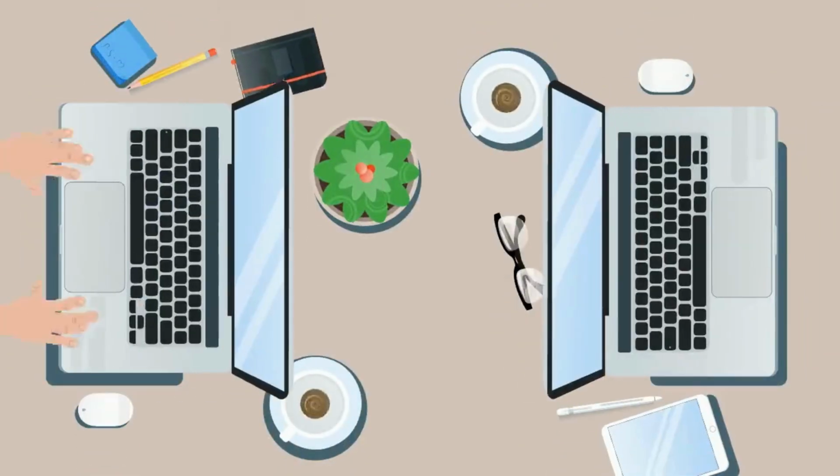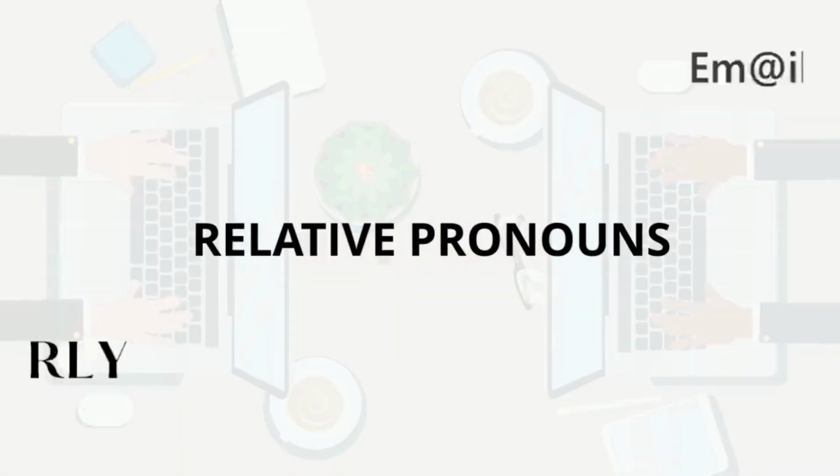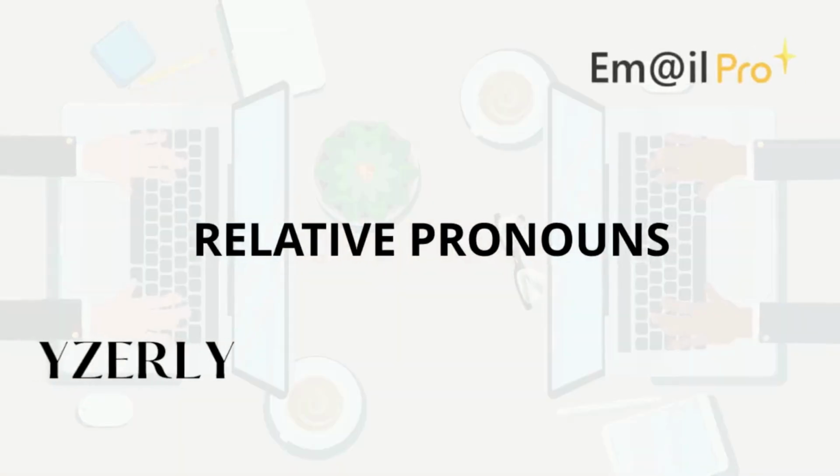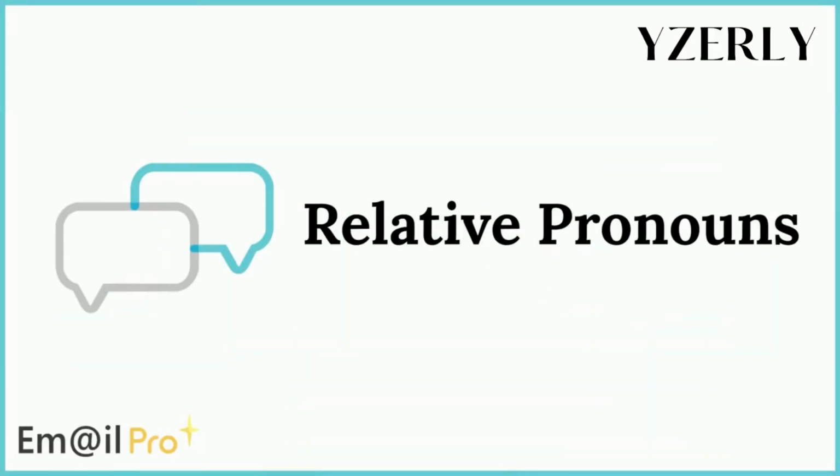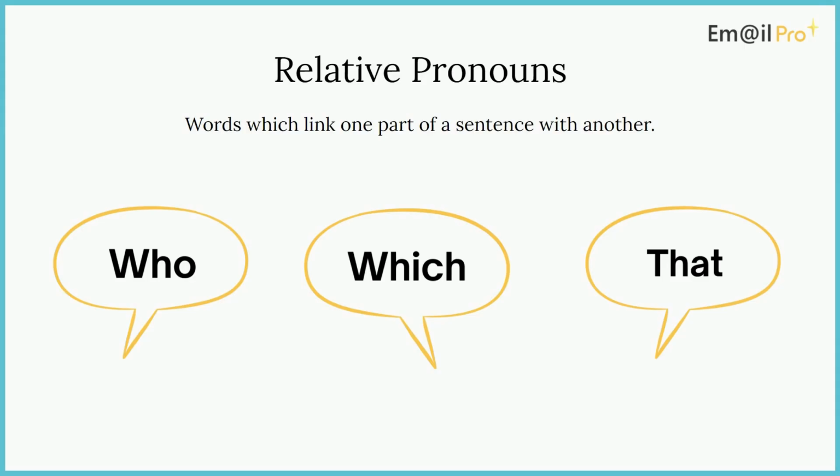Welcome to this video where you will learn how to use which and that correctly in work emails. Relative pronouns are words which link one part of a sentence with another. The second part of the sentence generally gives more information about the noun used in the first part of the sentence. Who, which, and that are relative pronouns. Let us look at a few examples to understand the concept.